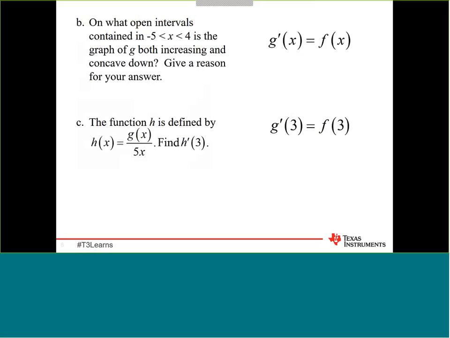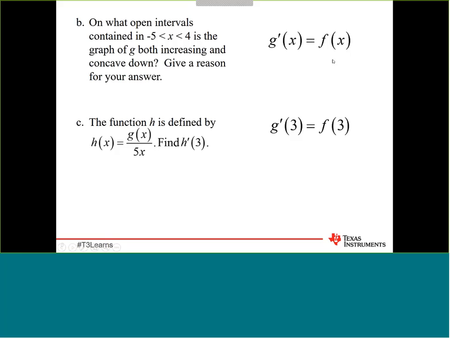Now, I'm not going to go into the points for Part B. I want you to look at Part C. Part C defined a new function, h of x, which is g of x over 5x, and they're asked to find h prime of 3. As we all know, the process of finding this derivative is a quotient rule, and within that quotient rule, there would be a g of 3 and a g prime of 3. Now, they found g of 3 in Part A. They need g prime of 3.